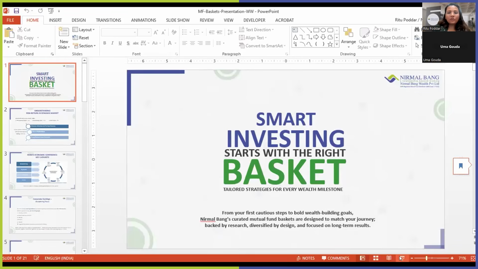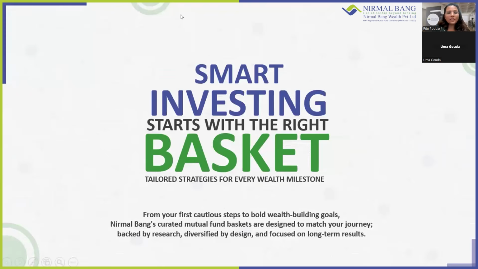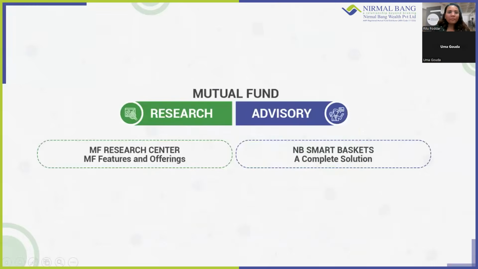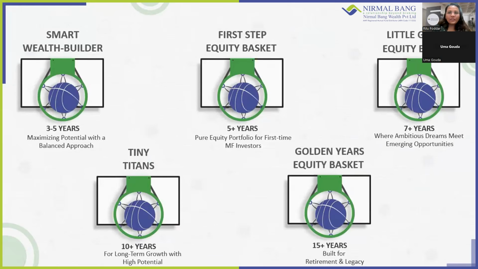So this is one of the things, especially for the broking RMs who are just doing the cross selling, and for their ease, we have made these smart baskets. So here, what we have done is we have made 5 baskets basis the investment horizon. We have linked these baskets to life goals. Smart builder is for someone who would like to take a very balanced approach.